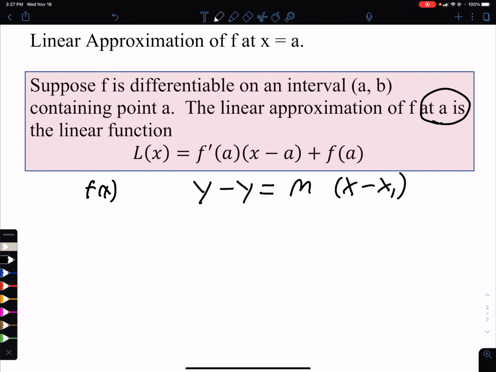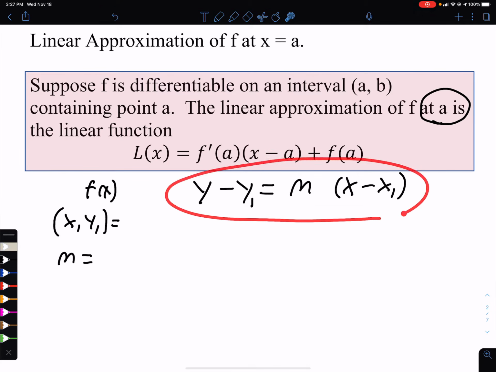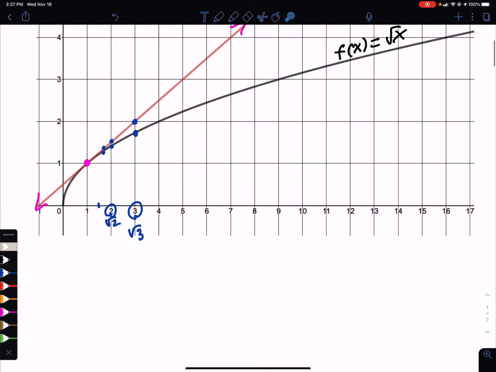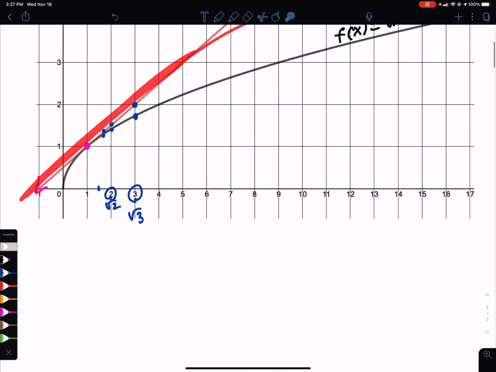You learned from the beginning of the year, I've been emphasizing you have to know the equation of a line. Now, you'd have to know a couple things. You would have to know x1, y1, and you would need the slope. If you had those two things, you can get the equation of any line. Well, what are we looking at? We're looking at a tangent line. Tangent line approximation. We want the equation of a tangent line.